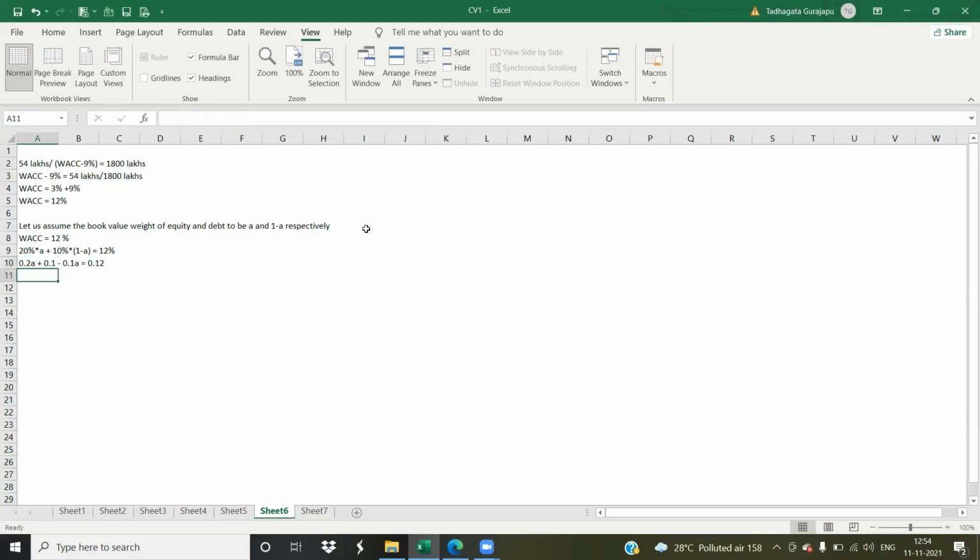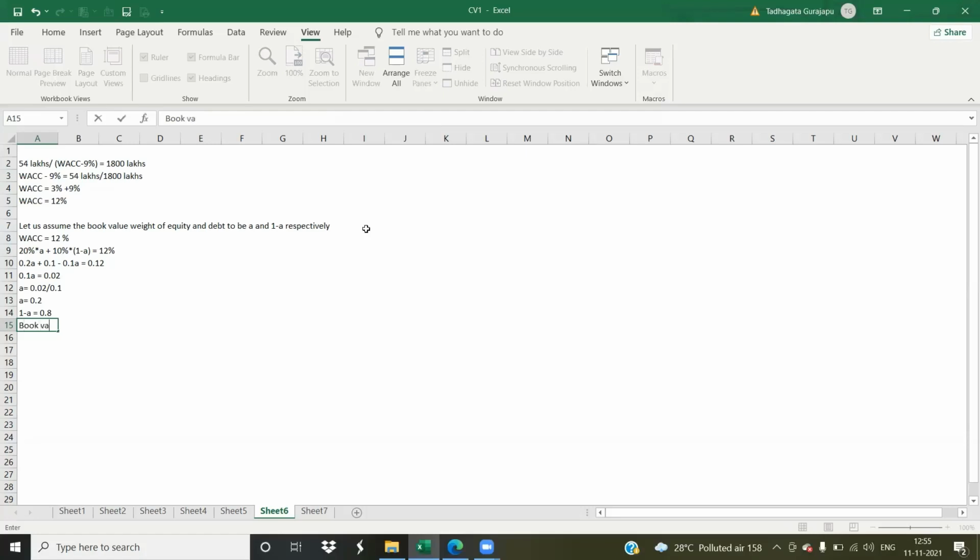Okay, so 0.1A is equal to 0.12 minus 0.1, that is 0.02. So A is equal to 0.02 by 0.1, that is 0.2. So 1 minus A is equal to 0.8.